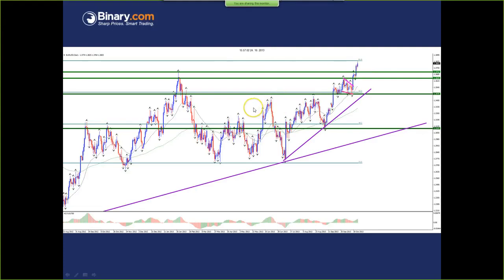Let me take a look if there's anything else to mention on this particular screen. Well, there are tons of examples that can be given on any screenshot, to be honest. But for instance, if we're looking for a trade to the downside, here's a bottom in play.